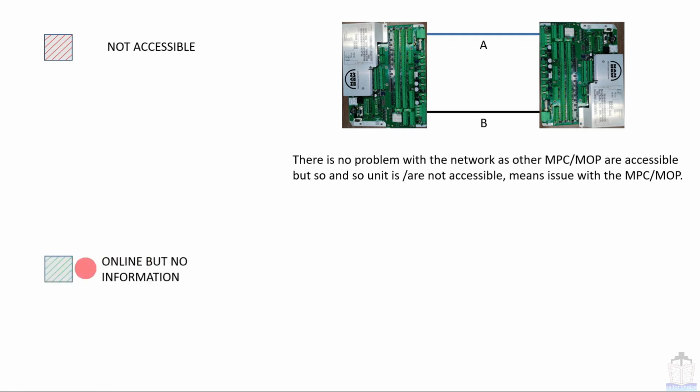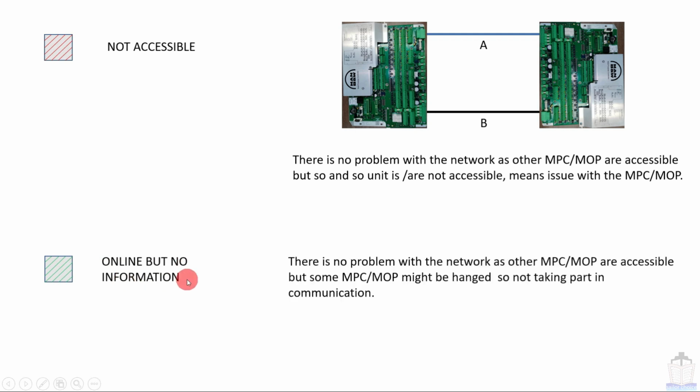Our next symbol is online but no information. The simple meaning of this symbol is that there is no problem with the network as other MPC and MOP are accessible, but some MPC or MOP might be hung or not taking part in communication. That means nothing is wrong with the communication cable; the only problem is that a particular MPC is not taking part in communication. There is nothing serious with the component itself; it might just be hung. There is also nothing wrong with the communication cable.